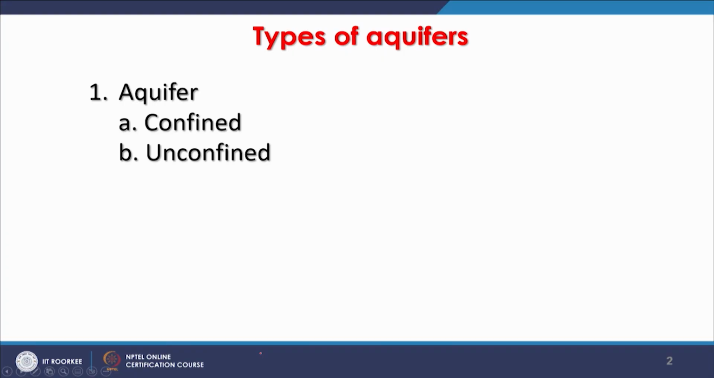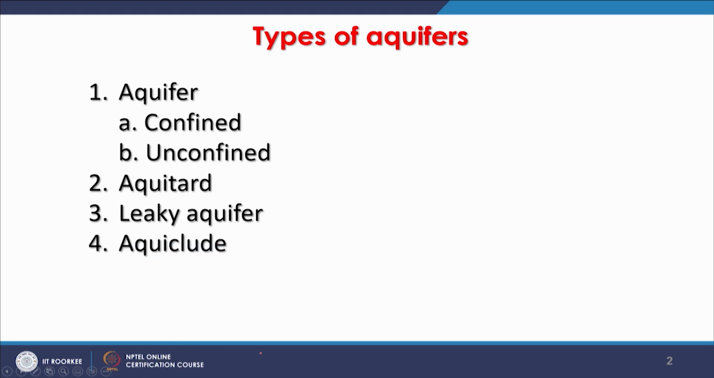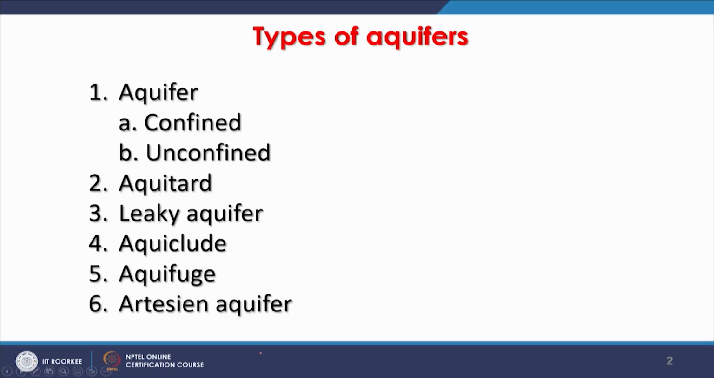So, these confined aquifers and unconfined aquifers we have seen are the two extreme members among the types of aquifers. And then there are other types of aquifers which we will discuss in detail in this discussion: the Aquitard, another one is the leaky aquifers, the name indicates something about it. Then we have aquiclude and aquifuges, and lastly Artesian aquifers, which is a rare phenomenon, but it is seen even in this country and many parts of the world. So, that part we will also discuss.